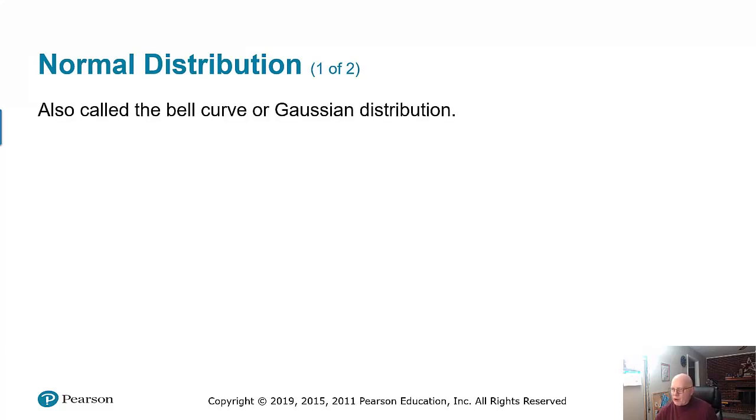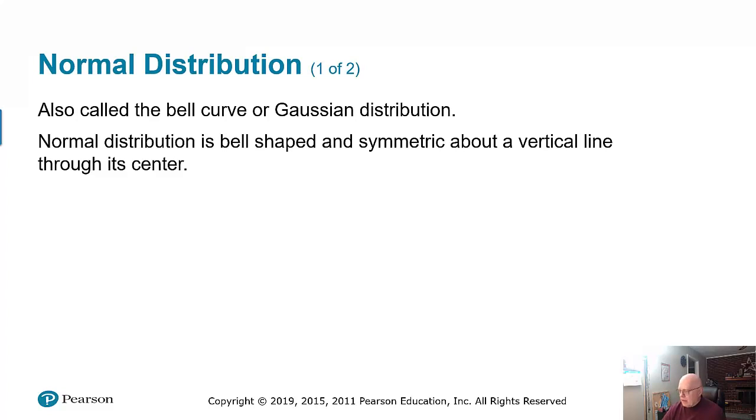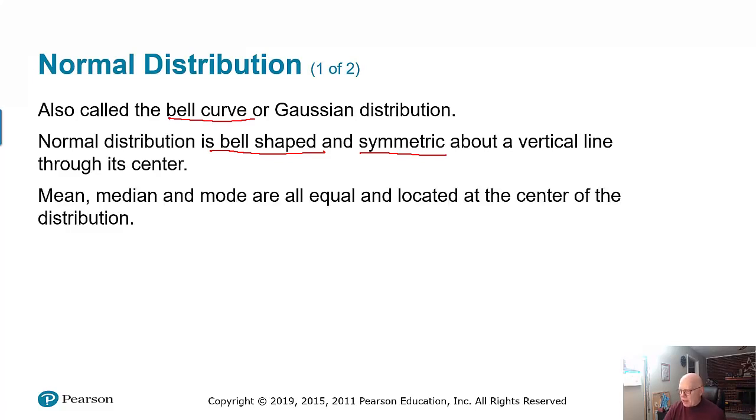It's also called the bell curve. You've heard of that. And you probably haven't heard it called the Gaussian distribution unless you've taken some statistics in the past. Notice it's bell-shaped. That's why you call it the bell curve occasionally. It's also symmetric about a vertical line through the center. In other words, it has a middle, and the right and left side are mirror images of each other. Keep that in mind.